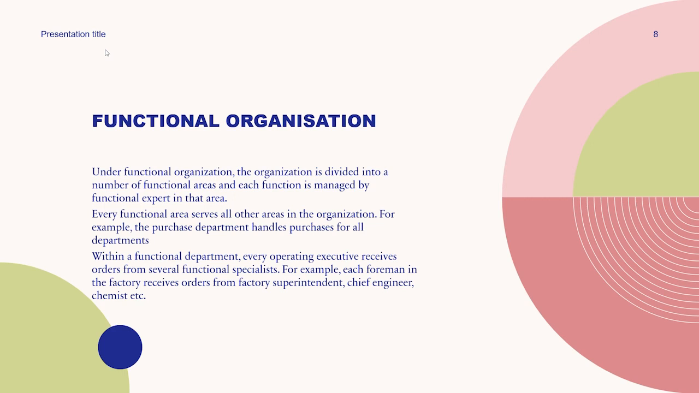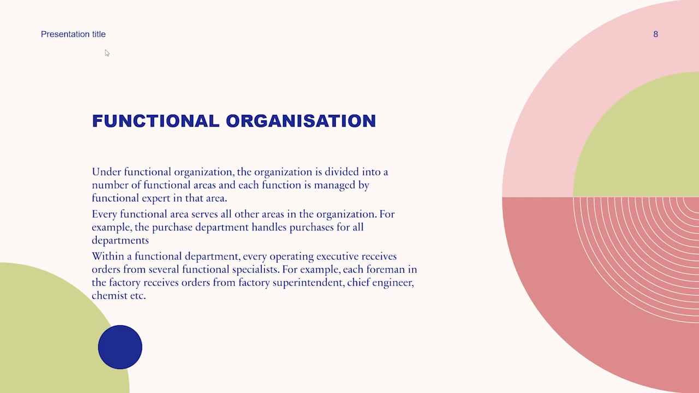Every functional area serves all other areas in the organization. For example, the purchase department handles purchases for all departments. Within a functional department, every operating executive receives orders from several functional specialists. For example, each foreman in the factory receives orders from the factory superintendent, chief engineer, chemist, etc.